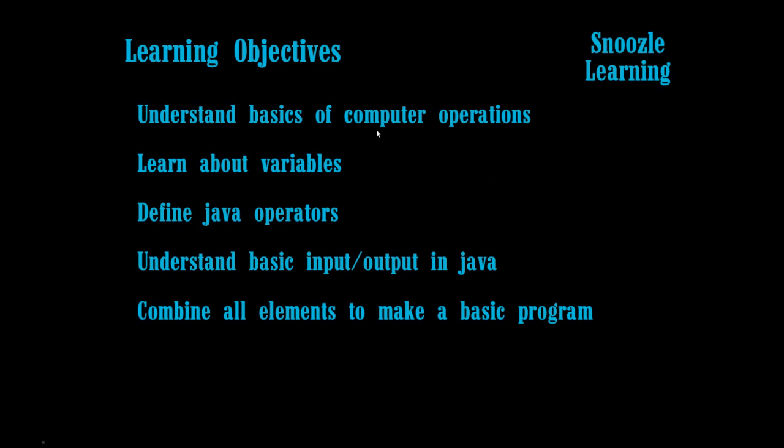And so for the Introduction to Java, basically the learning objectives are to understand the basics of computer operations. So we go over the basics of what computers are and how the basic operations work. Learn what a variable is, and then we'll go more into the Java-y stuff: define for you what Java operations are, and then understand how to do basic I/O, input output, in Java, and then combine all elements to make a basic program.